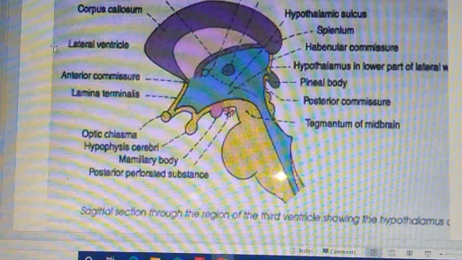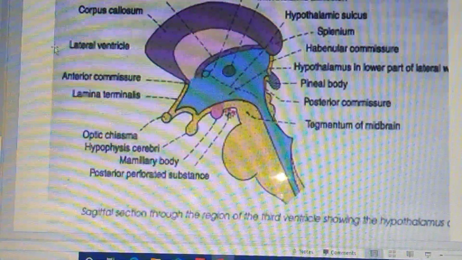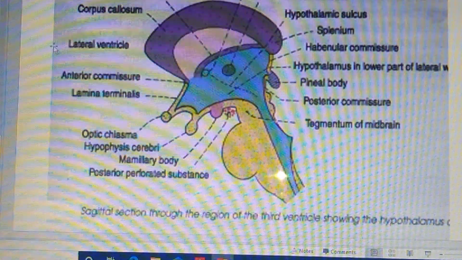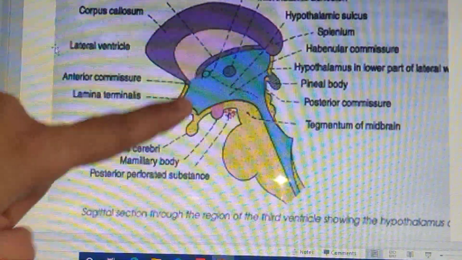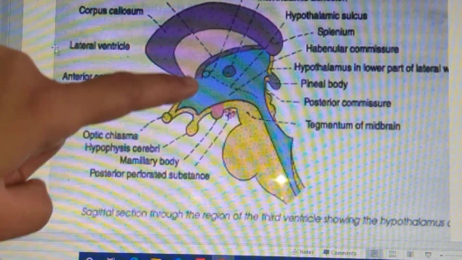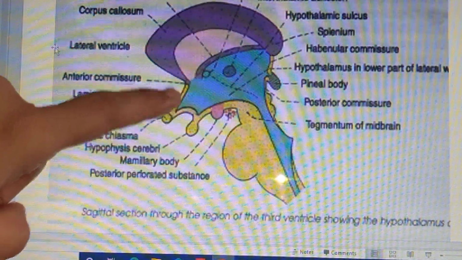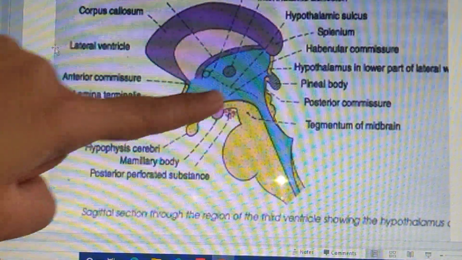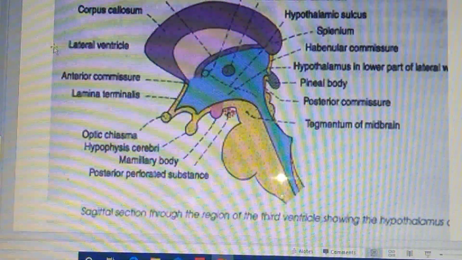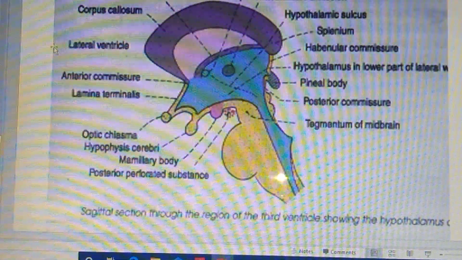Hello everyone, in this video we are going to learn about the hypothalamus. The hypothalamus is a part of the diencephalon and it lies in the floor. You can see the diagram here. This is the floor of the third ventricle and the lateral wall. So it lies in the floor and the lateral wall of the third ventricle.